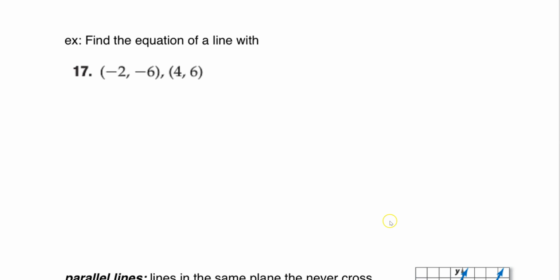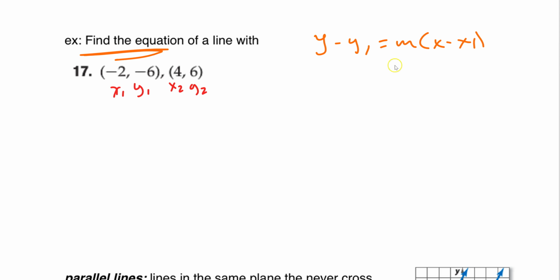Let's do another one. Find the equation of a line with, and again, anytime I see those words, I write this down. y minus y1 equals m(x minus x1). Now, again, I need a point and the slope. I have 2 points. Let's say x1, y1, and x2, y2. I have no slope. Well, let's find the slope first. There's an equation for that.